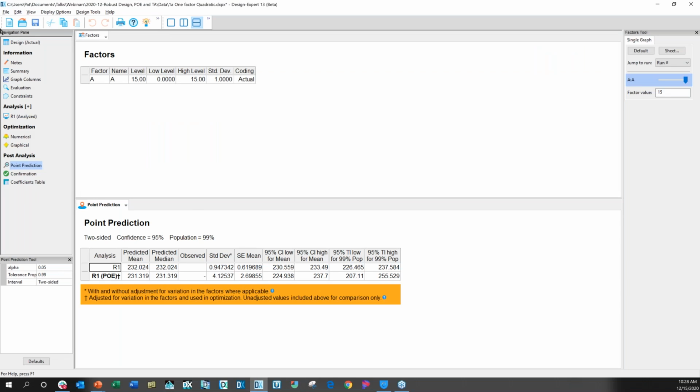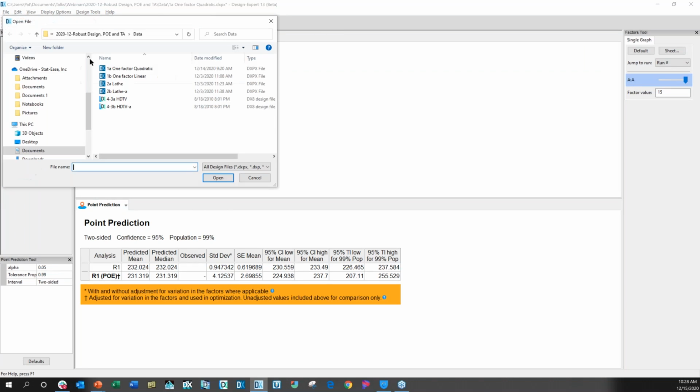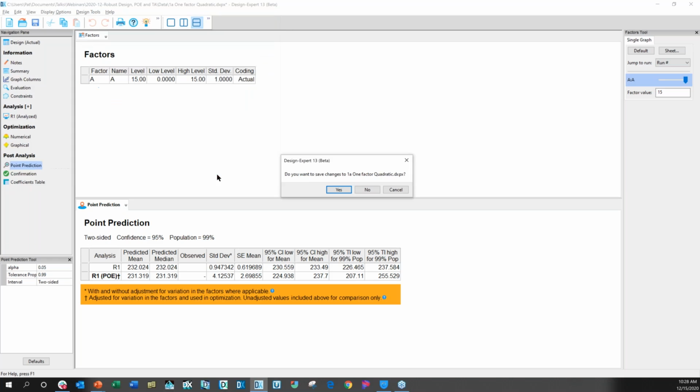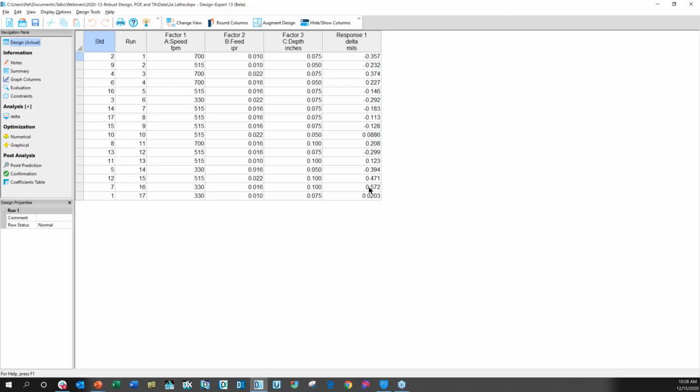Okay, so if I go and open up this design, there's their Box-Behnken design. They have 3 factors. If you look through here, each of these 3 factors has multiple levels, so that we can fit the quadratic model. I'll just sort one so you can see the 3 levels. So we've got levels of 330, 515, 700. So each one of these factors will have 3 levels that'll allow us to do this.